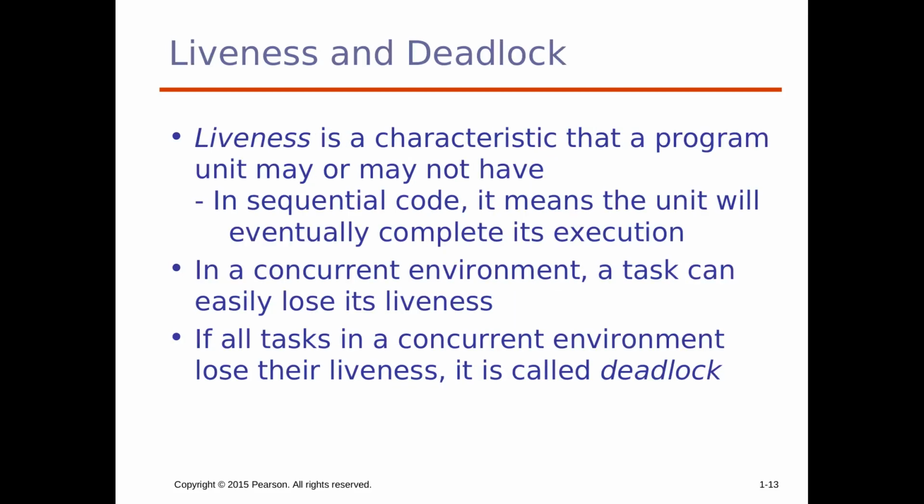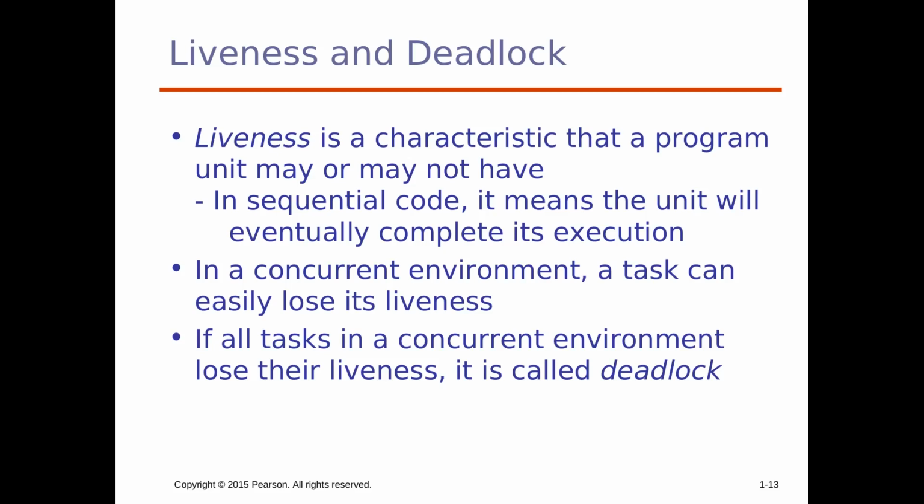This leads us to the concept of liveness and deadlock. Liveness is essentially a characteristic that a program unit may or may not have. In sequential code, this basically means that eventually the unit of execution will complete its execution and be done. So it's live until it finishes, and when it finishes, it's dead.